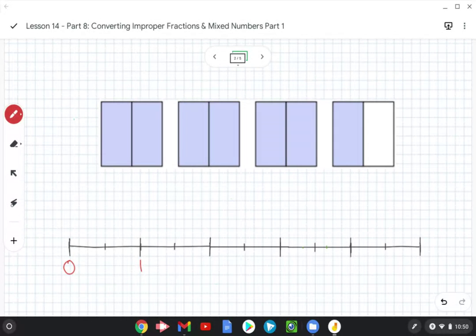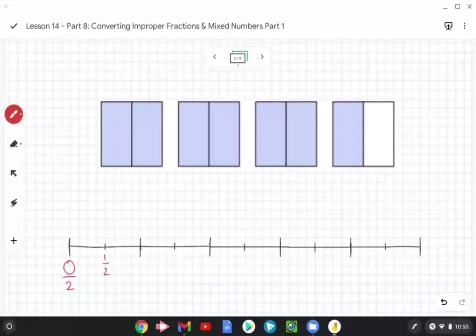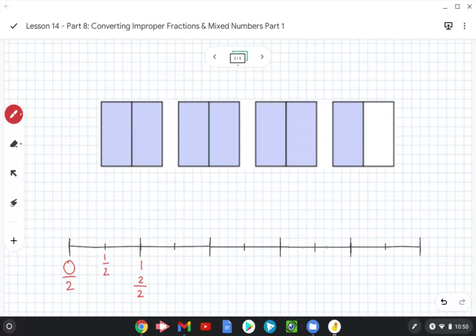And if we look inside this square, we see that there are 2 halves colored in. So we could label 0, 0 halves, since we know we're talking about halves. And then we would have 1 half. And then we would have 2 halves. Let me back up. Let me erase that. I want to have 1 there, and I want 1 to be the same as 2 halves. They're all the same number, right? So this square is represented in this part of the number line. 2 halves, 1 whole.